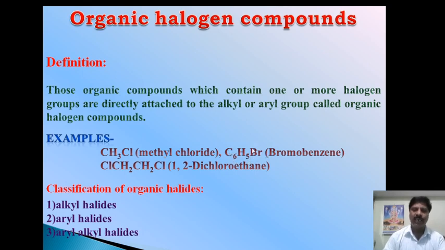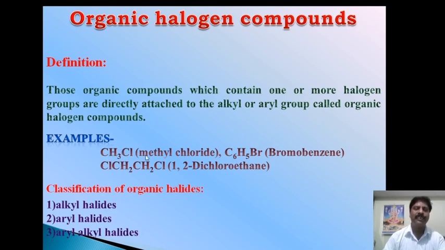It is a halogen group. The bromo is a halogen group directly attached to the aryl group, that is a benzene ring. Therefore it is an aryl halide, and this chloro group is the halogen group directly attached to the alkyl group. Therefore it is called an alkyl halide.